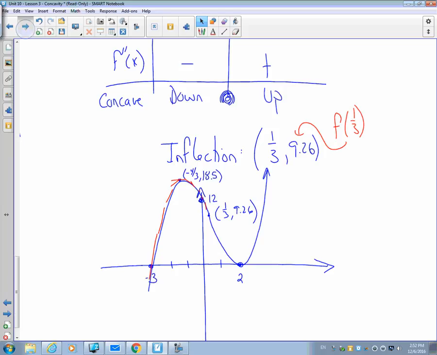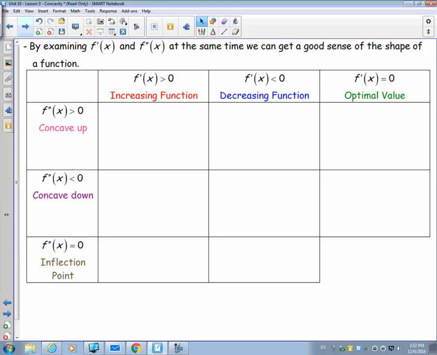The reason I like those things is we can figure out what's happening in different sections of the graph without having to draw the entire graph. It gives us a good sense of a shape. We can really do that by knowing some things about your derivative and your second derivative, by knowing if it's increasing, decreasing, and concave up and concave down. So here's some rules, some ideas for you.